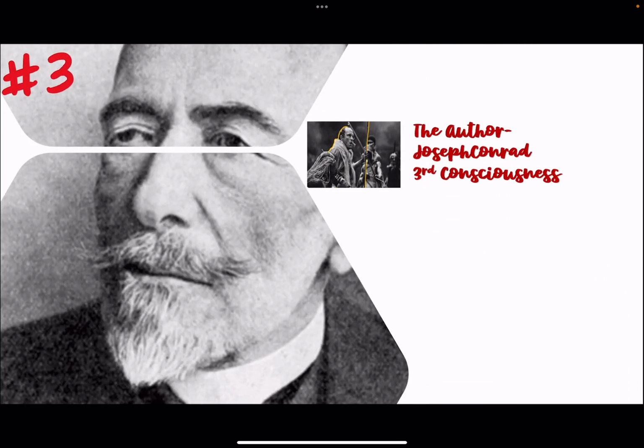And then this one, the third one, is less explicit, more implicit, but it is the author, Joseph Conrad, the third consciousness of the story, who presents all of his ideas through each of the characters. And so that wraps it up.